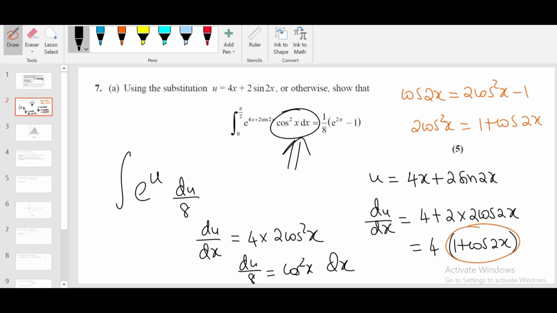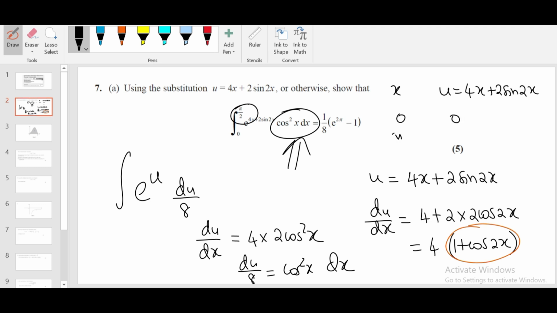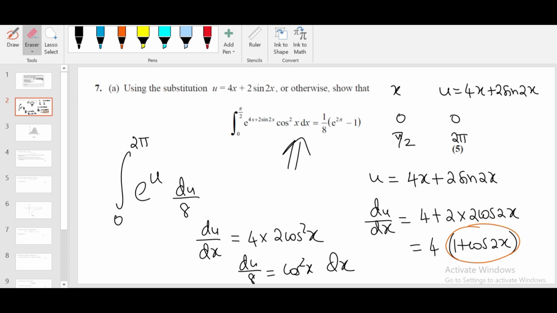Now we need to convert the limits. We have x and u equal to 4x plus 2 sine 2x. When you replace x by 0, u becomes sine 0, 0, 4 times 0, so everything is 0. When you replace x by the upper limit pi over 2, 4 times pi over 2 is 2 pi, and sine of 2 times pi over 2 is sine pi, which is 0. So you'll get just 2 pi. So the limits will be 0 to 2 pi. That's all, we have converted everything in terms of u.